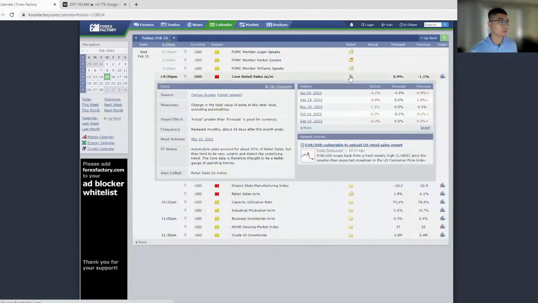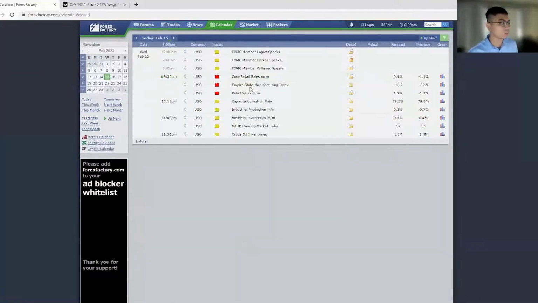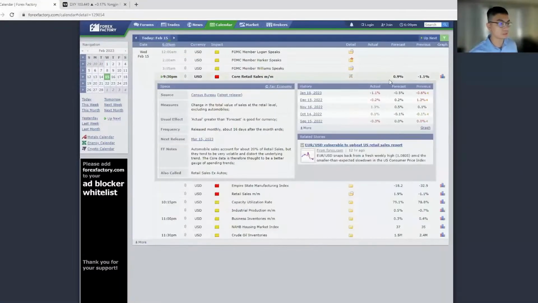If you do not know what it does or how it affects the markets, you can click on it and read a quick summary of how it usually affects things. Here, it's the change in total value of sales at the retail level, excluding automobiles. You can read more details about it, then go back to the forecast. I think the more important one is core retail sales.